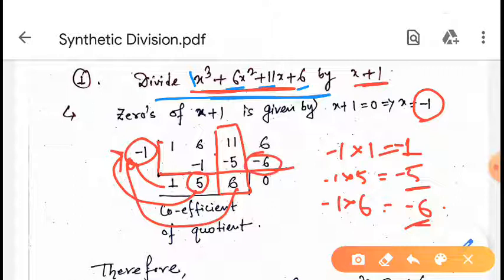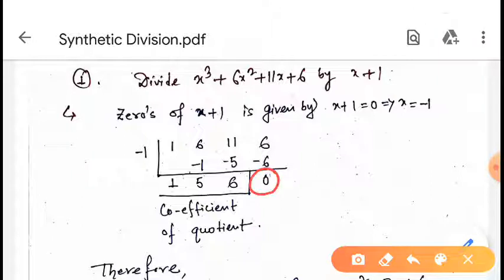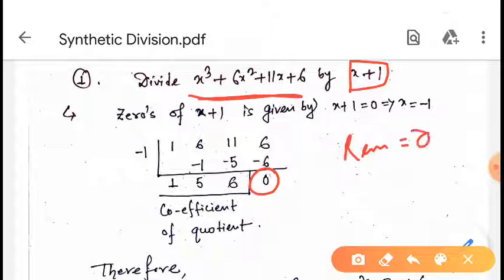Whenever you write this minus 6 here, you can see that this column becomes 0. Whenever you take the last column, the last element of the bottom row is 0, then you will know that this is a factorization and there is no remainder here. So x plus 1 is a factor of this and there is no remainder here, that is, the remainder is equal to 0.